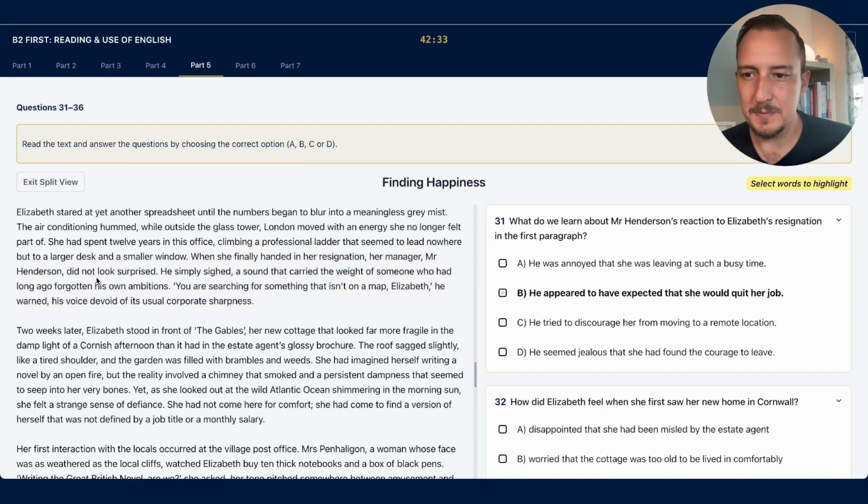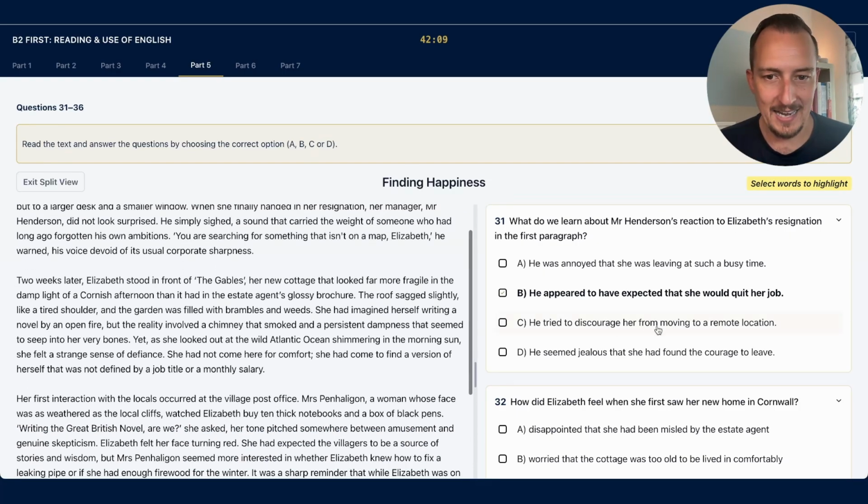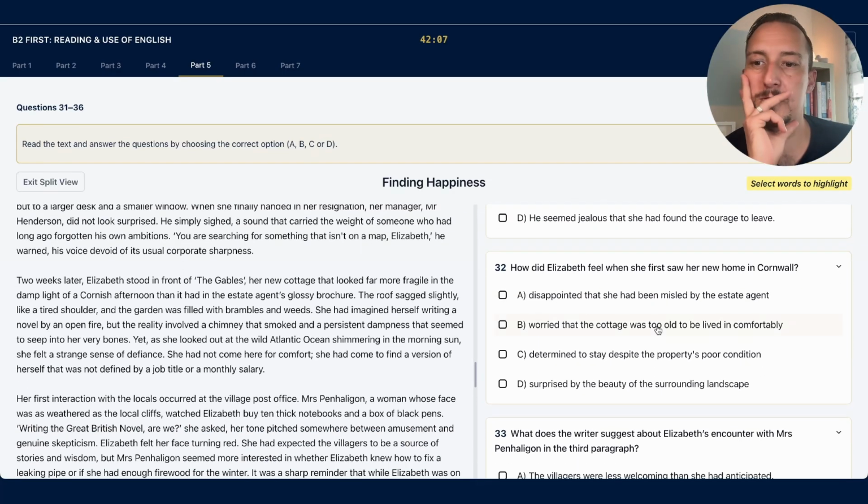So the reason I think it's B is this bit. He did not look surprised. Now, he appeared to have expected that she would quit her job. So when she handed in her resignation, her manager didn't look surprised. That is the same as saying he appears to have expected it. If you're not surprised by something, you expect it to happen or you think it's coming. So that is our answer. So 31 is B.